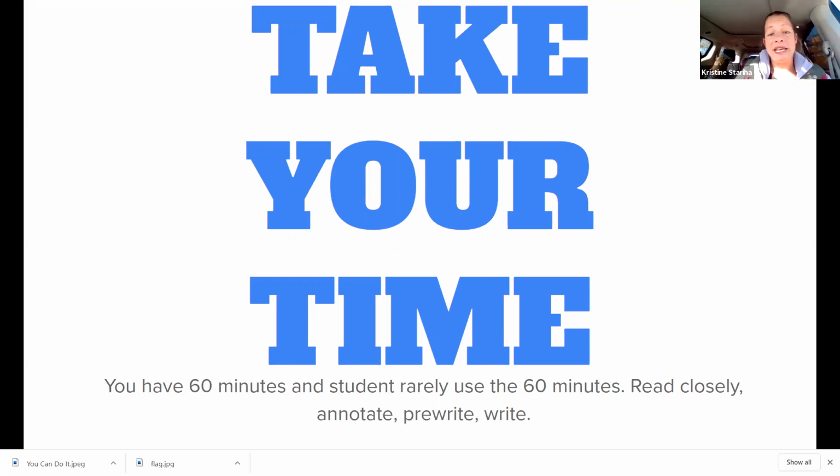So what that means is you should take your time and do the reading and the annotation closely, like I asked you to. Then after you annotate, actually pre-write, outline a response. Okay, what are you going to do in paragraph 1? What are you going to do in paragraph 2? What are you going to do in paragraph 3? That will make your actual writing time on your essay a lot more productive.